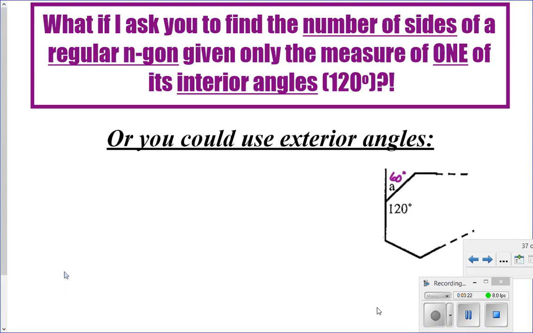We remember that the exterior angles of any polygon sum to 360 degrees. So I can take 360 degrees and divide by the exterior angle, which is 60. And that gives me 6, which tells me that there are 6 sides. Okay, so either approach is fine. You can use the formula if you like algebra more, or if it makes more sense for you to use the exterior sum and divide by the exterior angle, then that'll get you the number of sides as well.